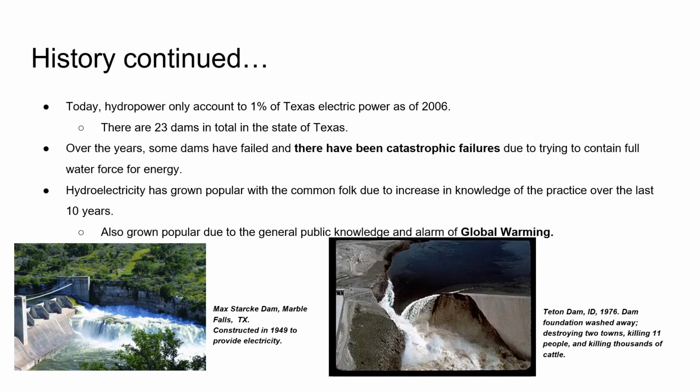History continued. Today, hydropower only accounts for 1% of Texas's electric power, and there are 23 dams in the state of Texas. Over the years, some dams have failed and there have been catastrophic failures due to trying to contain the full force of energy. Hydroelectric power has grown popular with common people due to the increase in knowledge and practice over the last 10 years, as well as the general knowledge and the alarm of global warming.